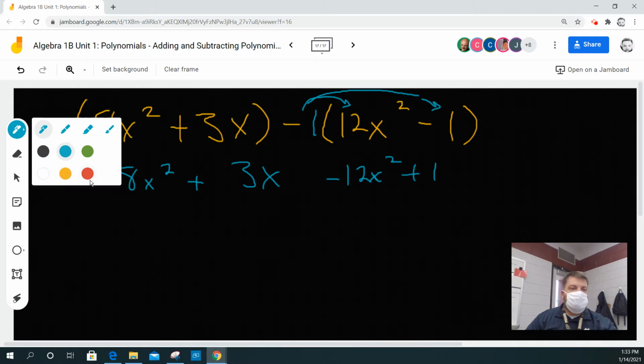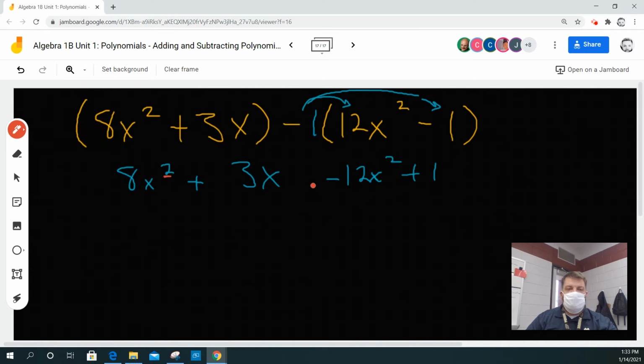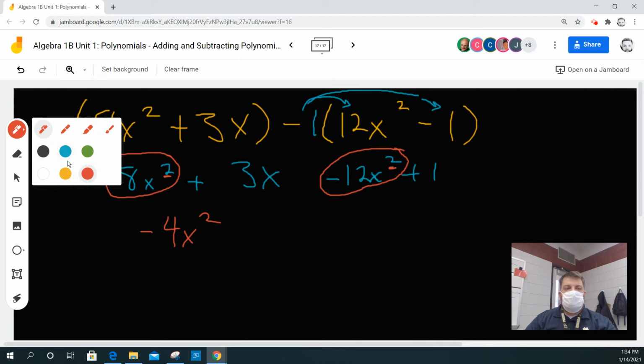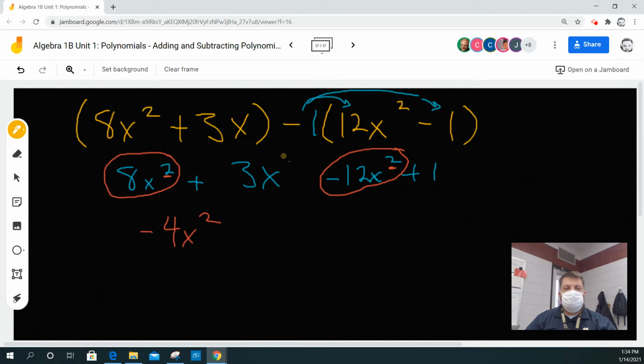Again, what I'm going to do is I'm going to go through this process, look for x squareds. Those are here, right? So then negative 12 plus 8 gives me a negative 4x squared. Then the next thing I'm going to do is I'm going to look for x to the first power. There's only one of those. That's all right.